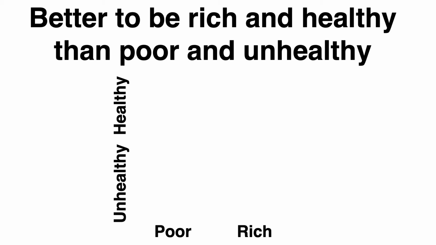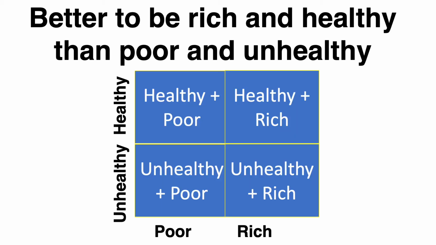In my country, there is an ironic popular saying that goes like this: better to be rich and healthy than poor and unhealthy. So let us make here a matrix based on the saying. So two options, healthy and unhealthy, and two other options, being rich or being poor. So we have here a matrix, 2 by 2.